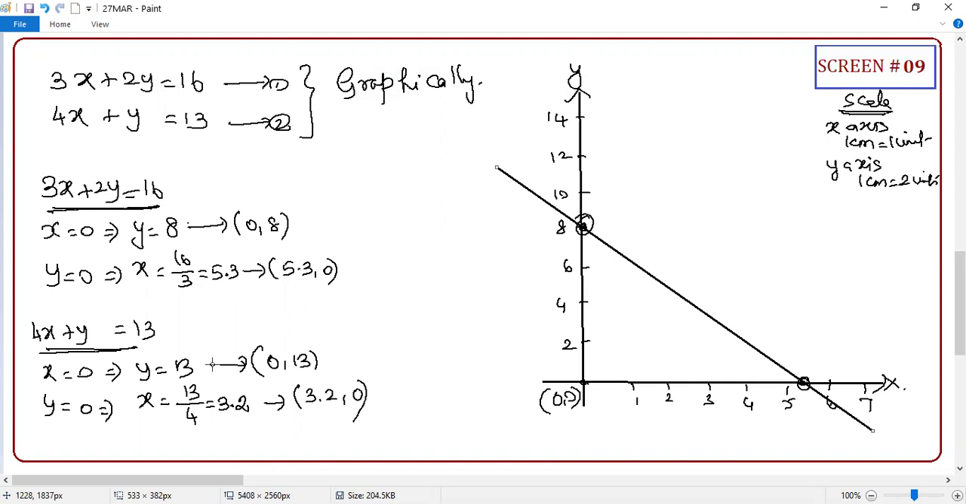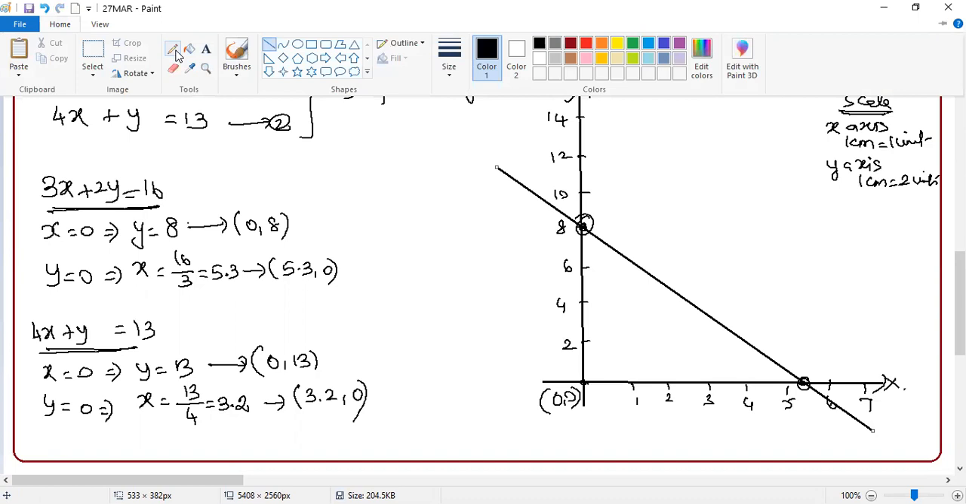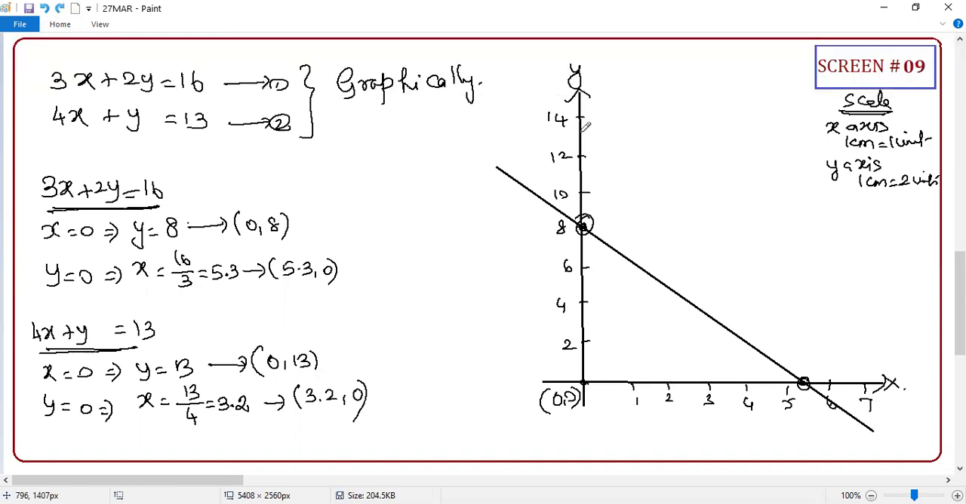That's all. Now coming to the second equation. What are its points? 0, 13. 0, 13 is here. What is the next one? 3.2, 0. So approximately here. You have to mark the point, student. Right or not? Yes, right sir. Then, guys, after drawing that, please mention what each point is. At least 4 points, student.